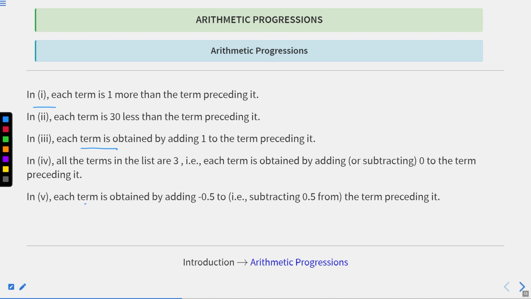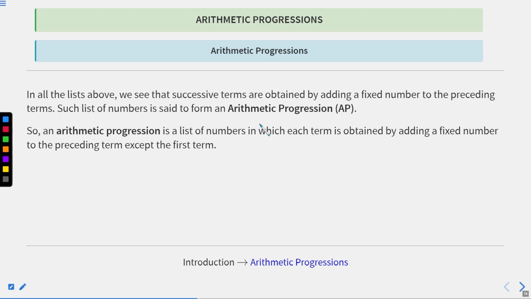And in the fifth, each term is obtained by adding minus 0.5 to the term preceding it. So here we are adding minus 0.5, or that is, subtracting 0.5 from the term preceding it. Now, in all the lists above, we see that successive terms are obtained by adding a fixed number to the preceding terms. Such a list of numbers is said to form an arithmetic progression.